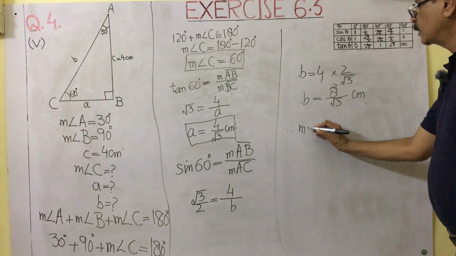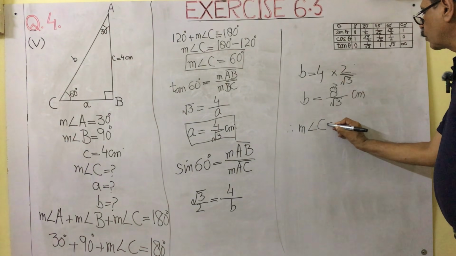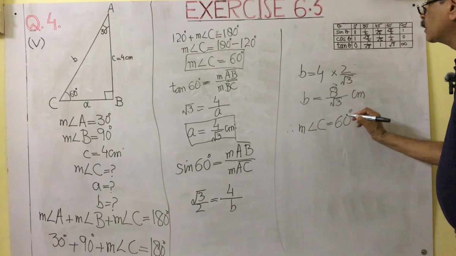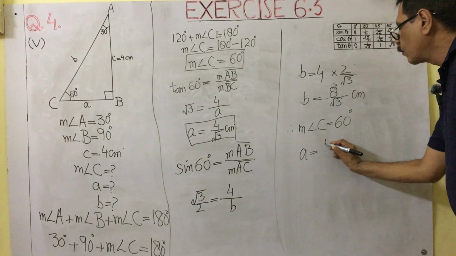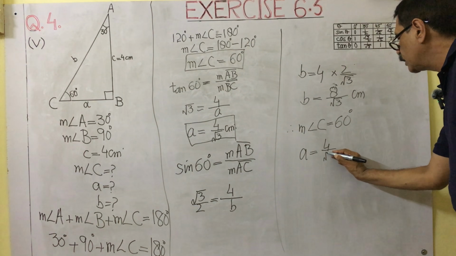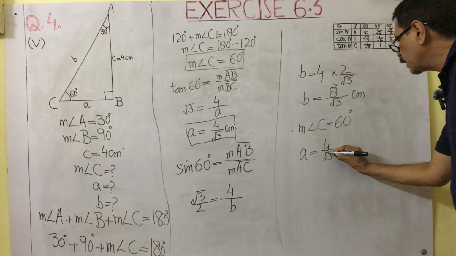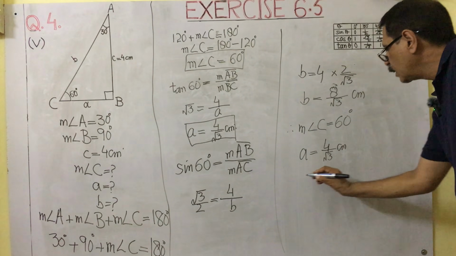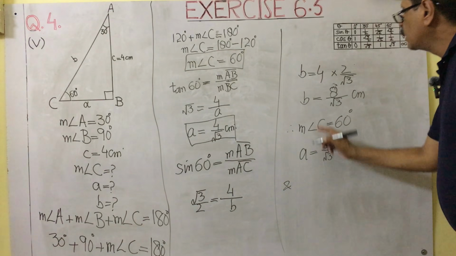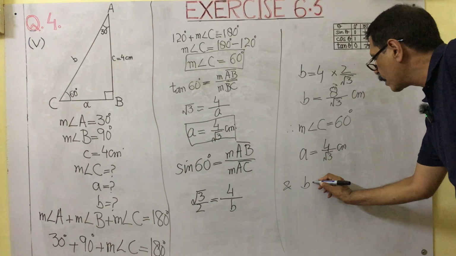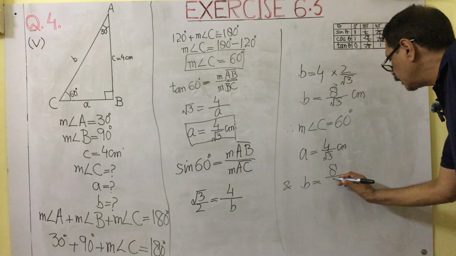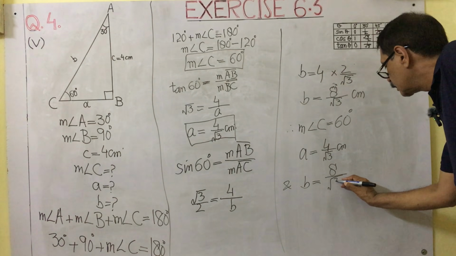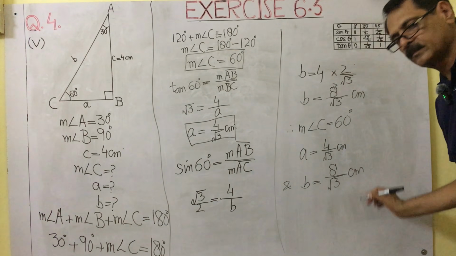Therefore, angle C is equal to 60 degrees, A is equal to 4 over square root of 3 centimeters and B is equal to 8 over square root of 3 centimeters.